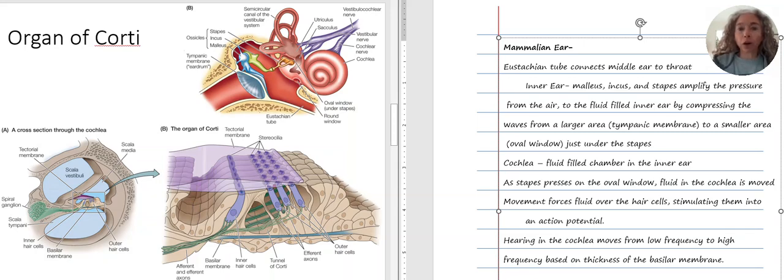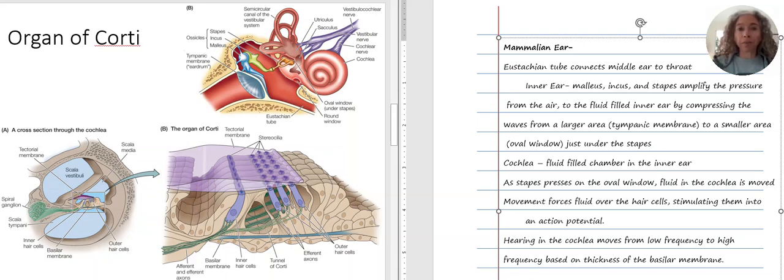The lining of the cochlea is covered in basilar membrane, and the hair cells sit on top of that. The basilar membrane is thicker and stiffer near the oval window where the fluid movement is initiated, and thinner and more fluid at the farthest point. You can see how that basilar membrane, which is down here, these cells here, is thicker over here, and it gets thinner as you go more inward.